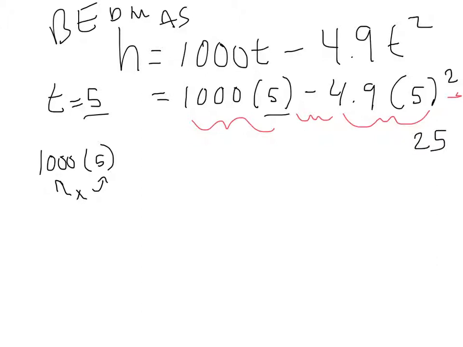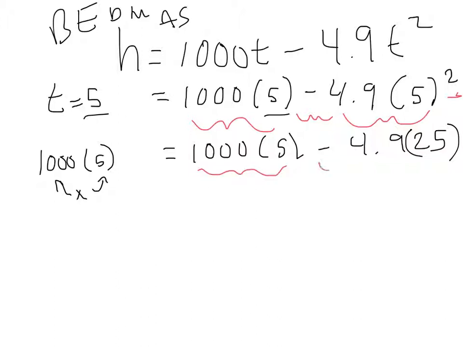I put it under where it came from because that makes it easy for me to understand. And I also like to put that in the bracket just so that I know I'm going to be multiplying that later. I literally copy the rest of the question now. Change nothing. 1,000 bracket 5 minus 4.9 times 25. Perfect.